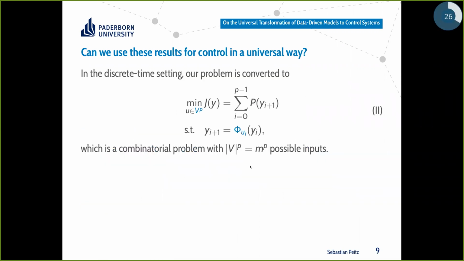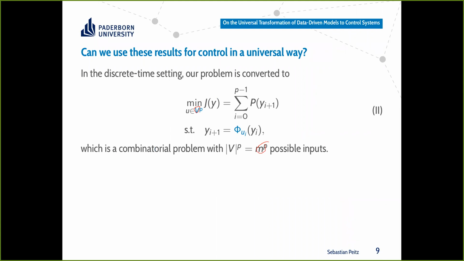Now I'm going to look at this problem one again, and I can also do the discrete time problem. I can do the same transformation here, where I just replace my U by this V. And I now have a combinatorial optimization problem with m to the power of p possible input choices, and it's the same as in the continuous setting. So I have an objective function that I want to minimize, and each time I have to pick between one of these m different right-hand sides.